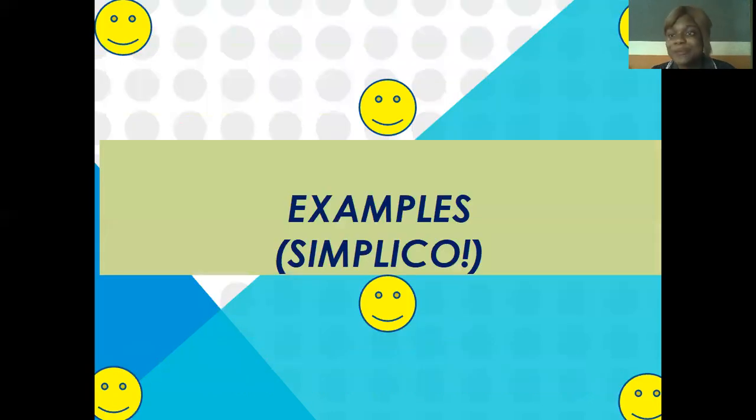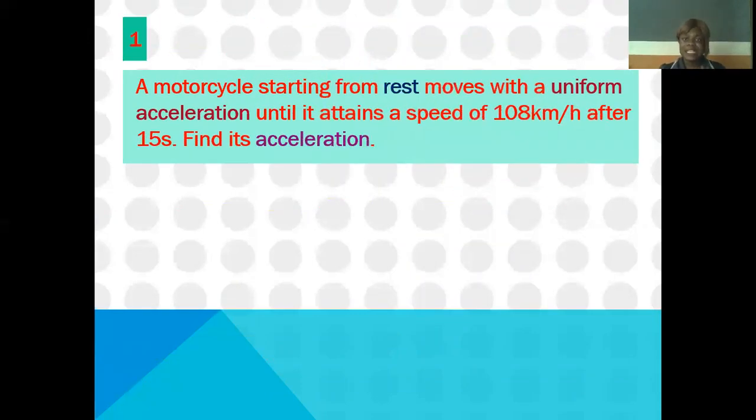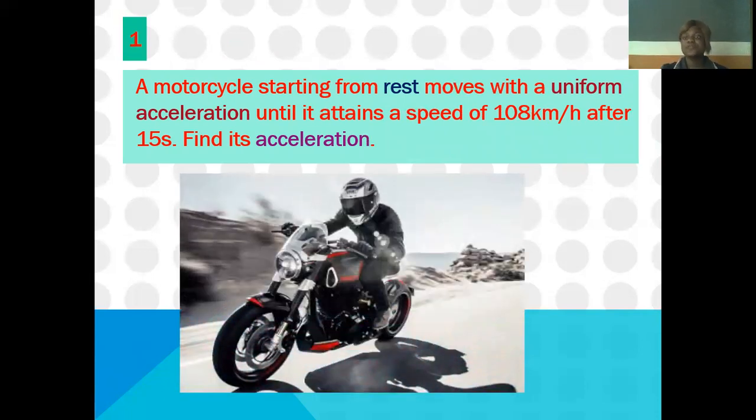Now let's take some examples on everything we've said. Let's see if we can do some little calculations. So look at question number 1. A motorcycle starting from rest moves with a uniform acceleration until it attains a speed of 108 kilometers per hour after 15 seconds. We are to find the acceleration of this motorcycle. The motorcycle starts from rest and moves with a uniform acceleration, meaning the acceleration is uniform across that motion. We have to find the acceleration.